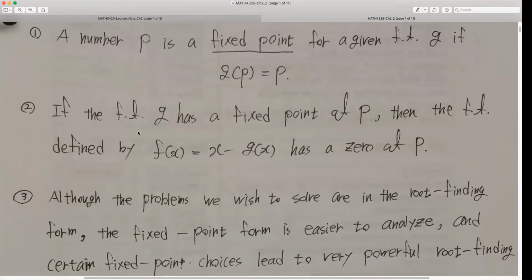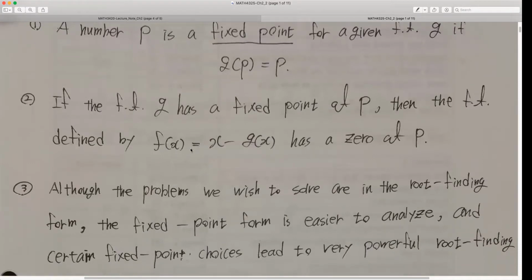Now, if function g has a fixed point p, then the function defined by f of x equals x minus g of x has 0 at p. Since p is a fixed point of function g, the function defined by x minus g of x has 0 at p. Does it make sense, right? Because f of p equals p minus g of p, which is 0.